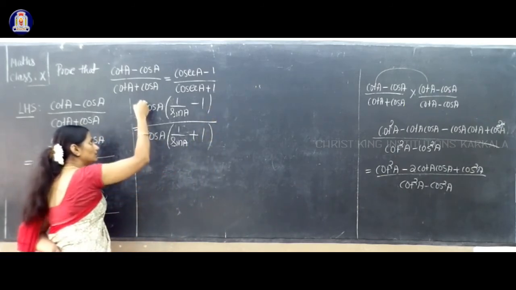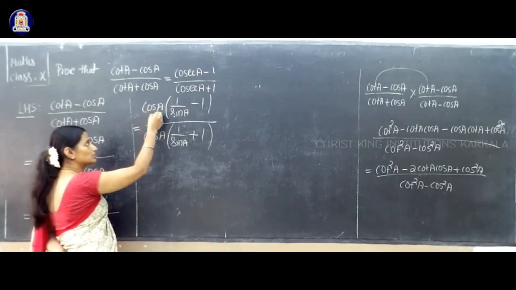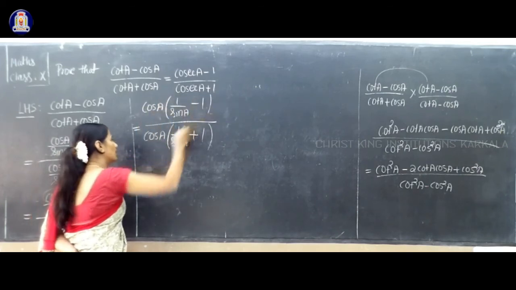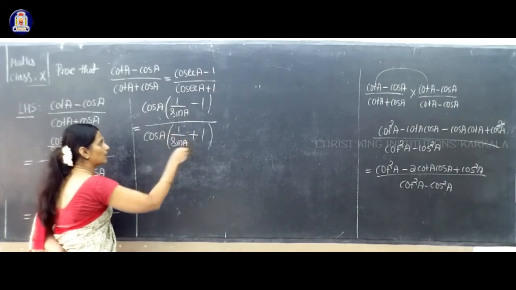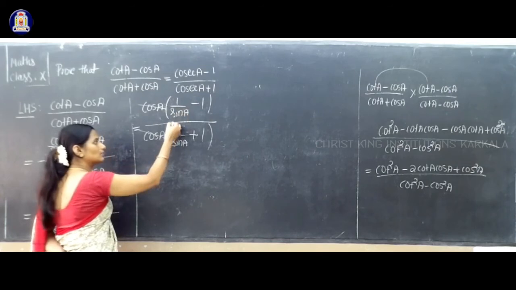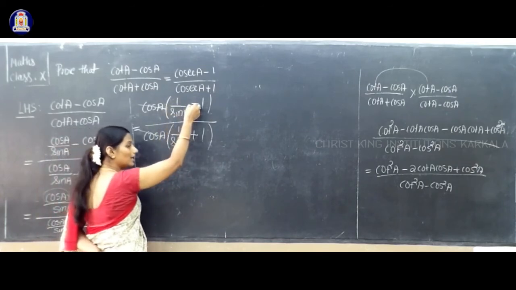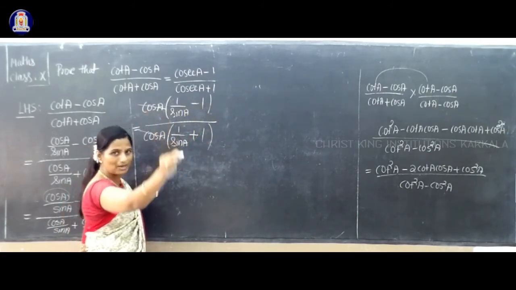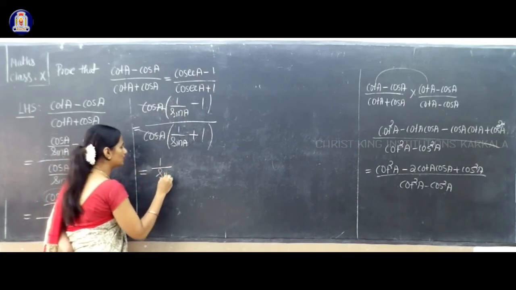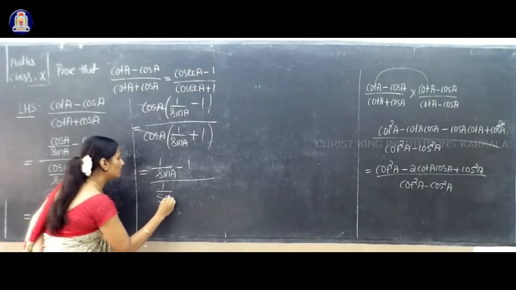Right? So the numerator, how to read it? Cos A into this bracket, and the denominator is cos A into this bracket. So I can cancel this cos A and cos A. Is it possible to cancel 1 by sin A and 1 by sin A? No, because in one it is minus and in the next it is plus. So it is not possible to cancel. So now what is left? 1 divided by sin A minus 1, divided by 1 divided by sin A plus 1.